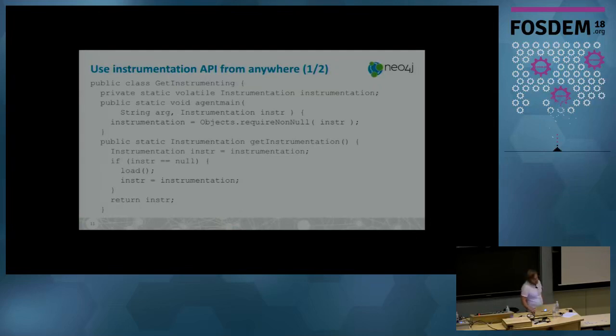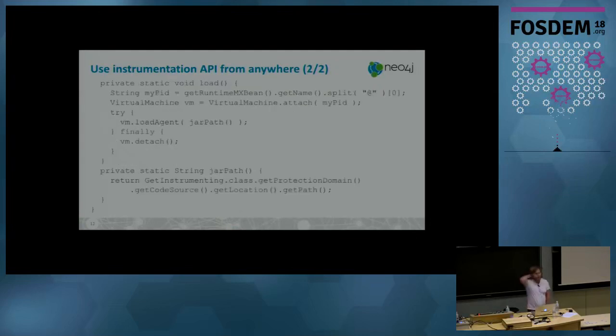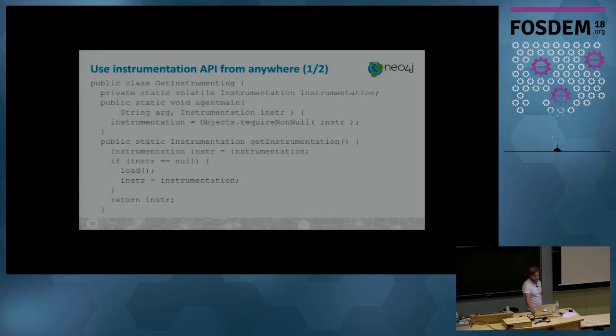So how does this loading work then? Well, this uses a private API. The virtual machine attach API that's part of the HotSpot VM, which allows you to attach to a VM and tell that VM to load an agent. So here we get the PID of the current process and load the current jar as an agent in that VM, and then attach. That's all we need to do. The agent main method then will do the rest.